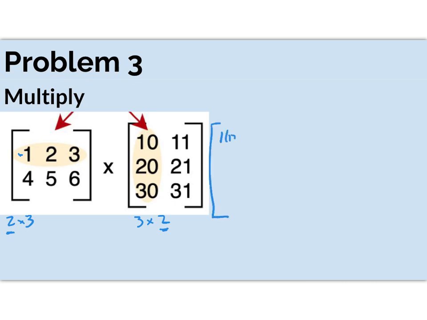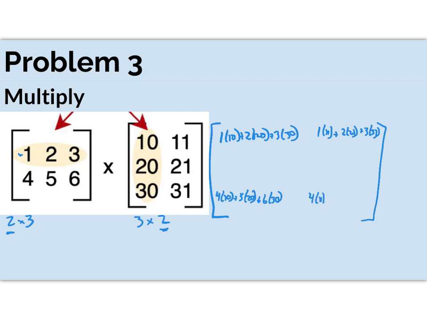So 1 times 10 plus 2 times 20 plus 3 times 30 will give us our upper left, and then 1 times 11 plus 2 times 21 plus 3 times 31 will give us our upper right, and then 4 times 10 plus 5 times 20 plus 6 times 30, and then 4 times 11 plus 5 times 21 plus 6 times 31.